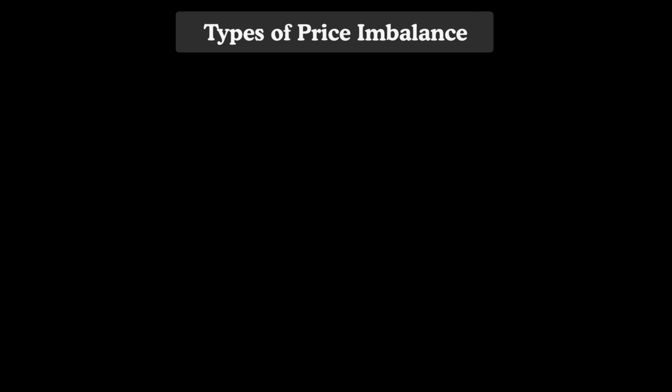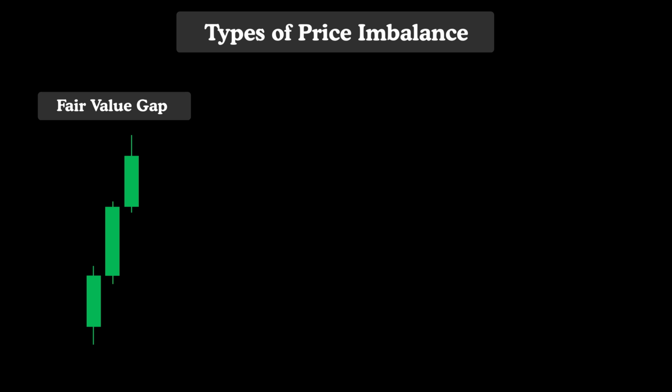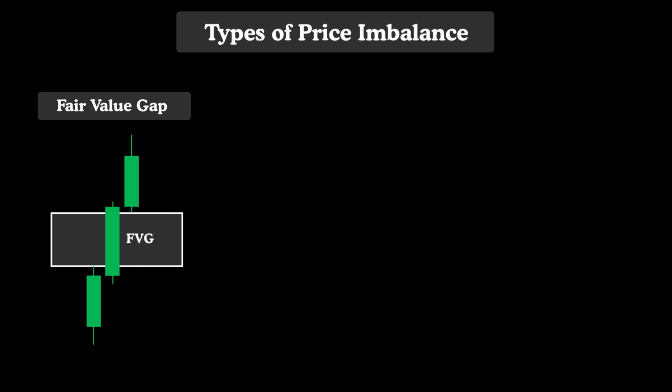There are 3 primary forms of price imbalances. The first, most frequent imbalance is the fair value gap you just learned. This gap usually forms inside a 3-candle pattern and is easily noticeable on the chart. It is a strong zone of interest because the market aims to fill this imbalance.